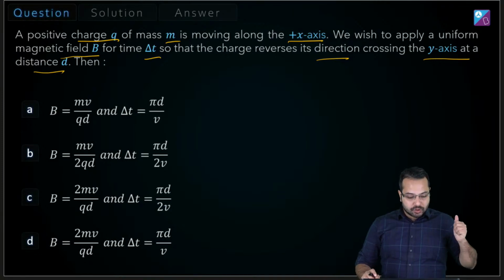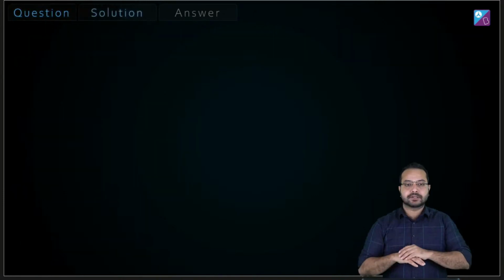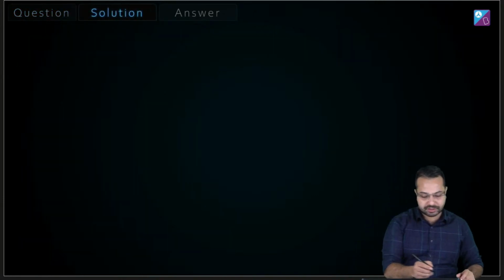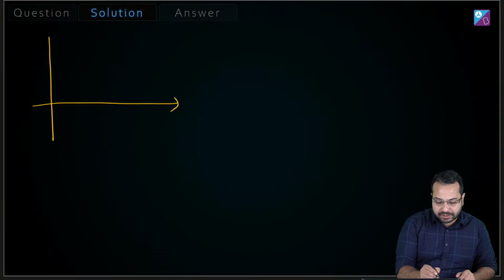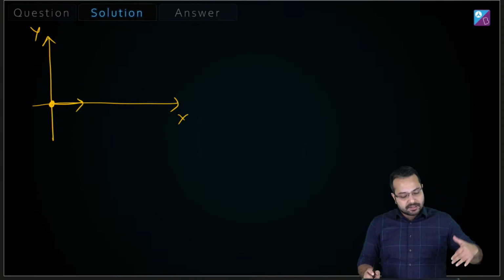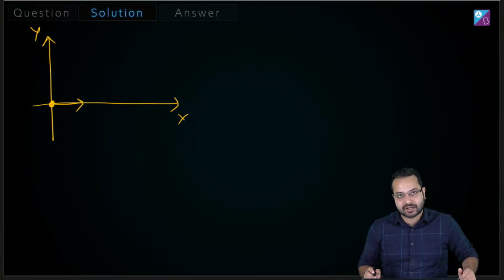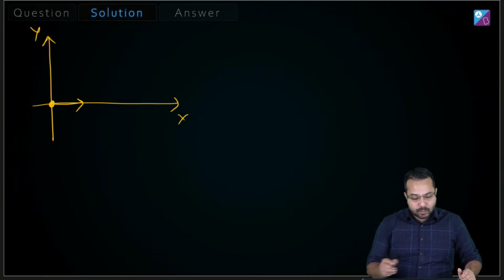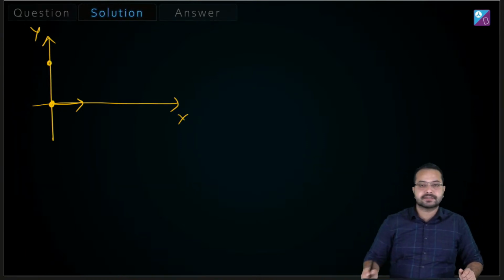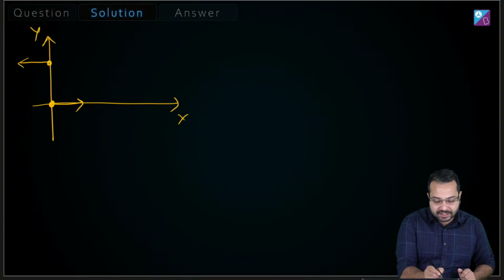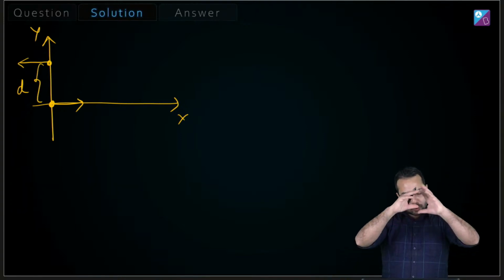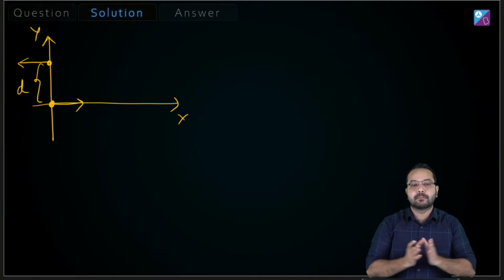Alright, now let's look at the question here. So a particle is moving along the x-axis. It is moving along the x-axis like this. Now we have to apply the magnetic field such that it reverses its direction. Which means when it is crossing the y-axis, then it has to reverse its direction, and this distance here has to be d.